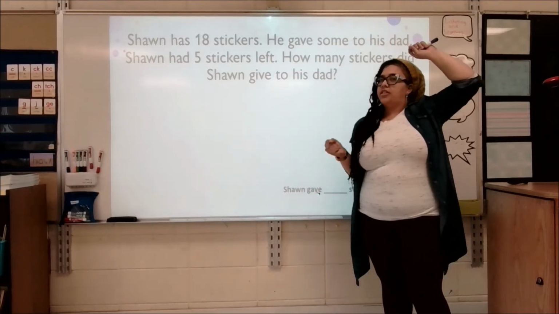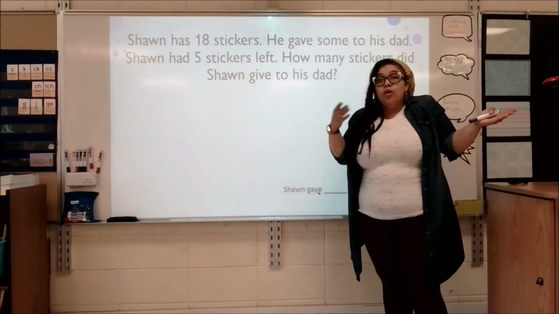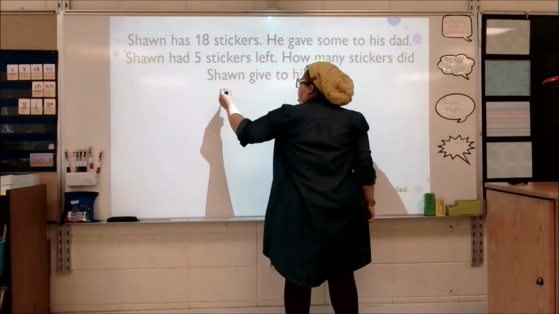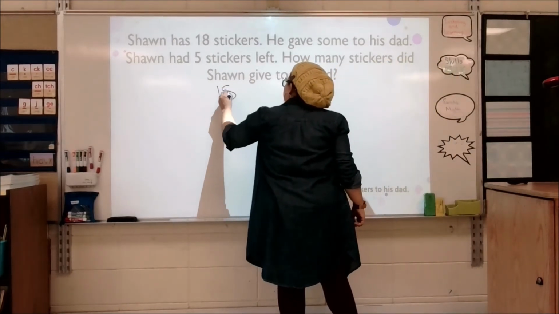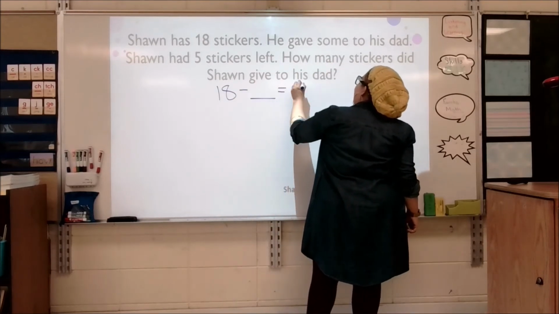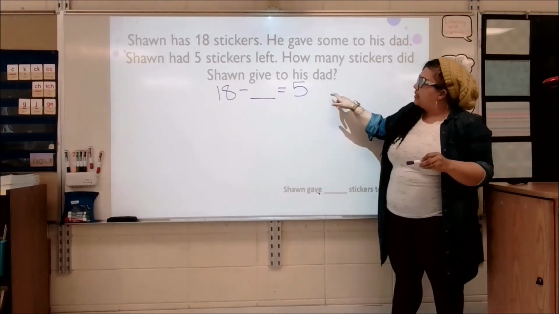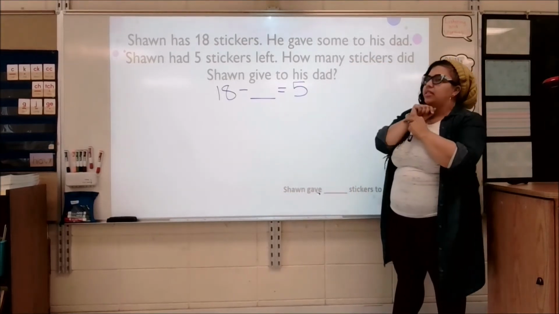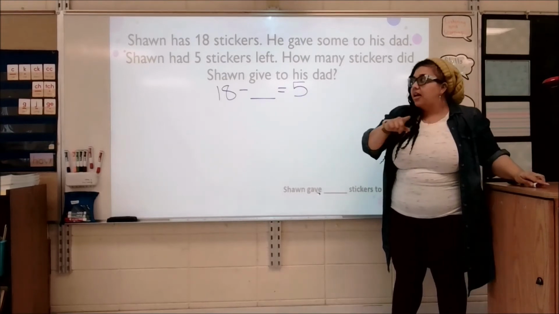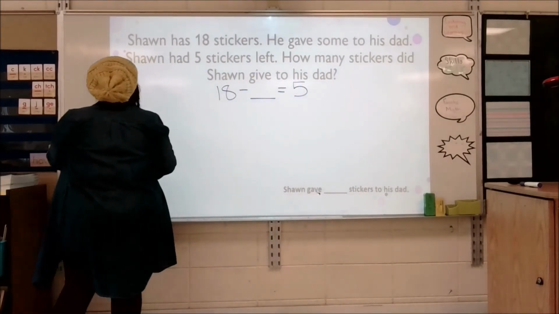So 18 stickers, gave. Gave is a word that suggests that something is going on. Some, so some in the number world is either a question mark or a blank, okay? So Sean has 18 stickers. He gave some to his dad, and he now has 5 stickers left. Does this number sentence match how I was given the information? It does.